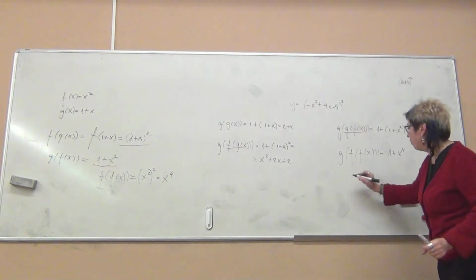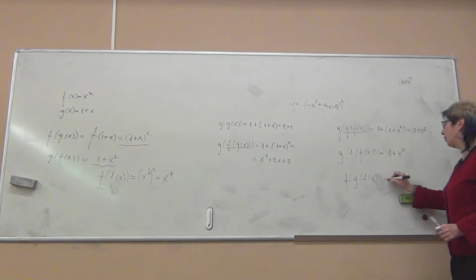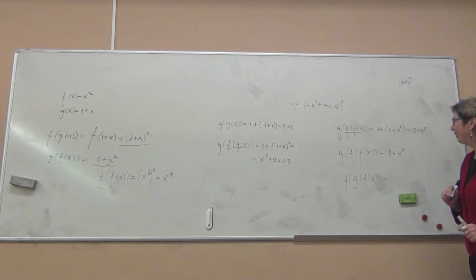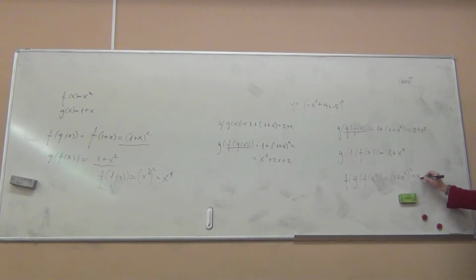And finally, f of g of f of x. 1 plus x squared, squared. 1 plus x squared and squared again. So it's x to the 4th plus 2x squared plus 1.